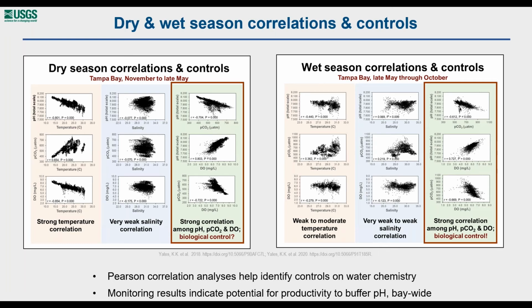During the wet season, we see only weak to moderate correlation of all 3 variables with temperature, very weak correlation with salinity, and strong correlation among pH, CO2, and dissolved oxygen, in fact indicating that we do see strong biological control from photosynthesis and respiration at this site.